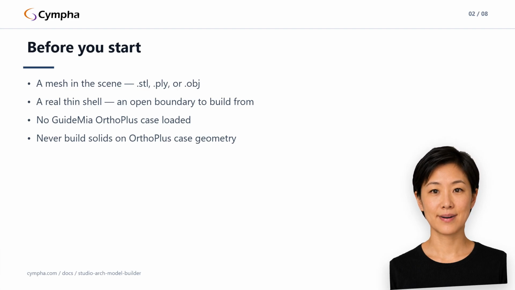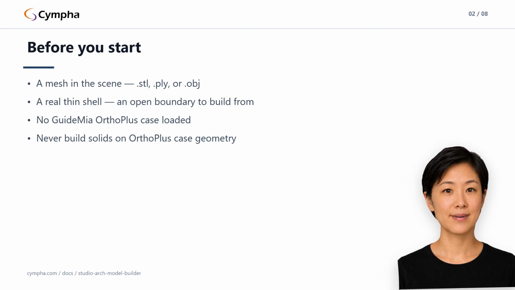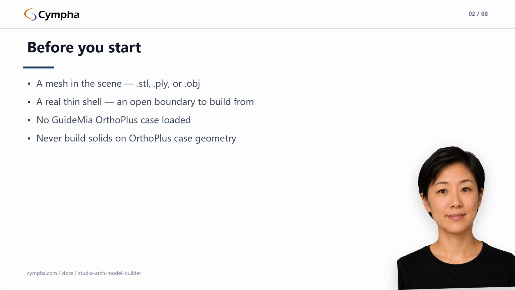This one carries an extra warning beyond the usual menu visibility rule. The Create dialog itself says, explicitly, for GuideMia Ortho Plus, do not make solid models. The planner relies on the original tooth-by-tooth shells, and turning them into closed solids breaks that workflow. So standalone added meshes are the supported target. If you're inside an Ortho Plus case, stop and use the case's own tools instead.